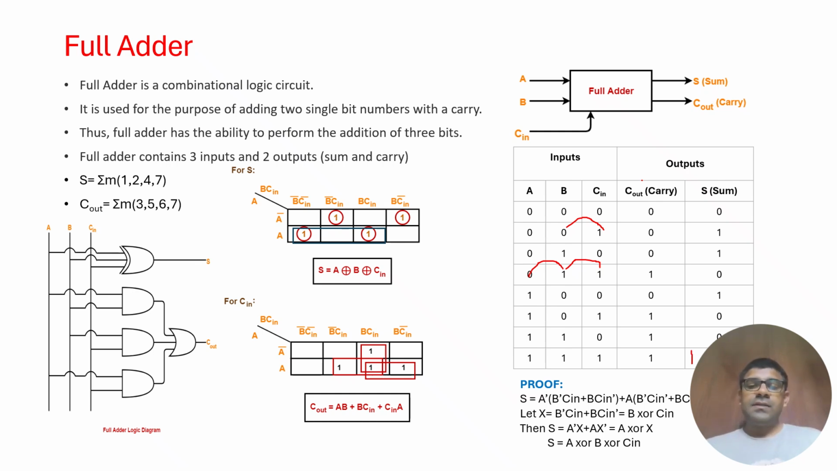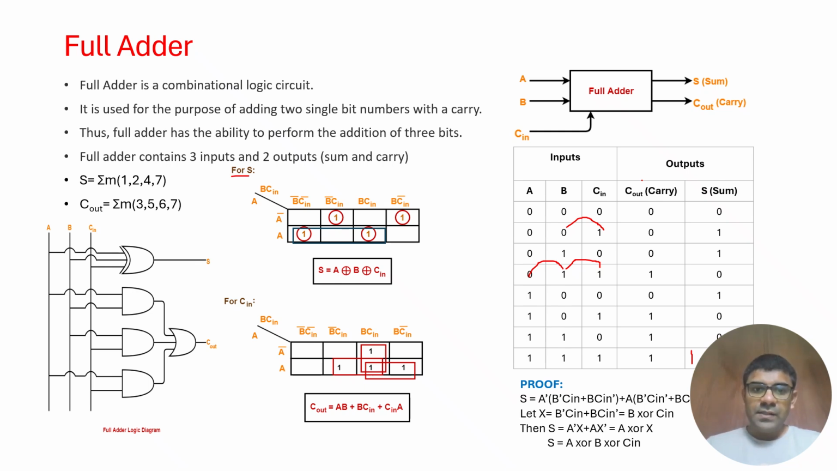Now substitute this truth table in the K-map. So find out the simplified answer. Here we have 3 input variables A, B and C in. So obviously we should use an 8-cell K-map. Substitute the truth table values of C out and sum in the K-map.